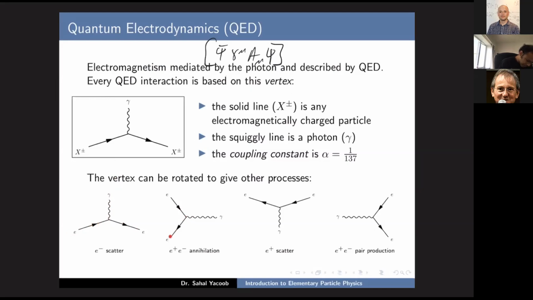This is an electron and a positron annihilating. The arrow there is in the forward time direction, so that's the electron. That arrow is backwards in time, so that's the positron. This is a positron scatter because of the arrows on the lines, and then pair production. And in the Lagrangian, that would just be different spinors that describe the different particles that we have.